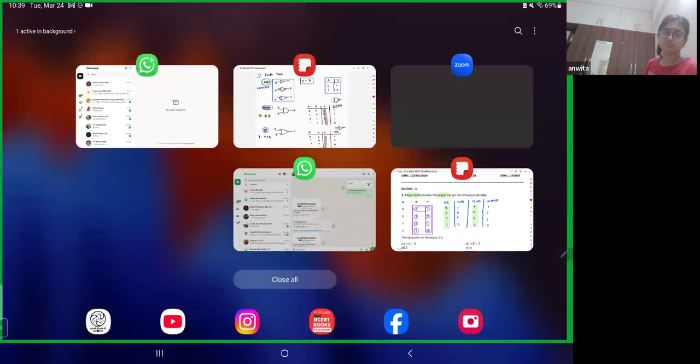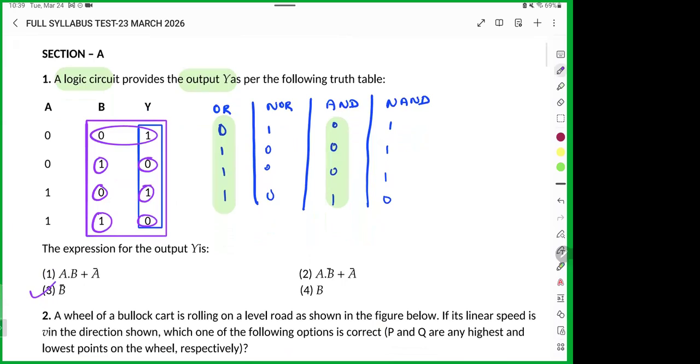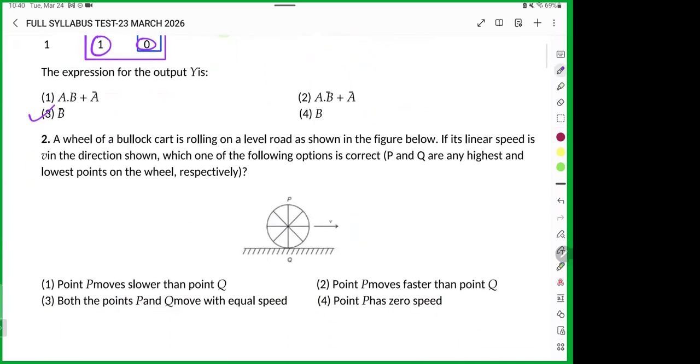So the first part is B inverse. Y will be equal to B inverse. Second question, from the rotation chapter. A wheel of a bullock cart is rolling on the road in the figure. If its linear speed is V in the direction shown, which of the following options is correct? P is the highest point and Q is the lowest point.